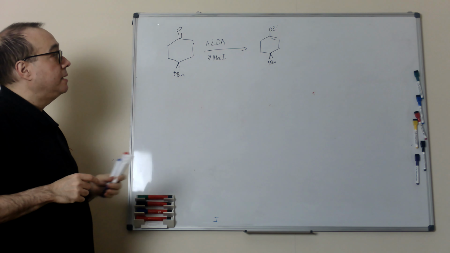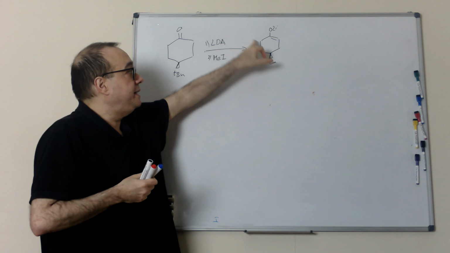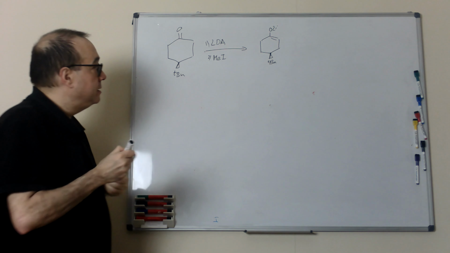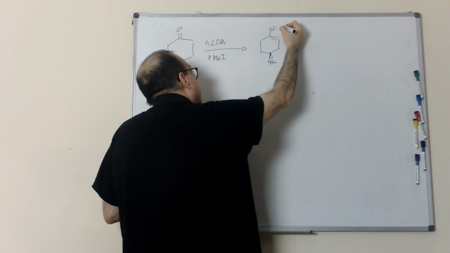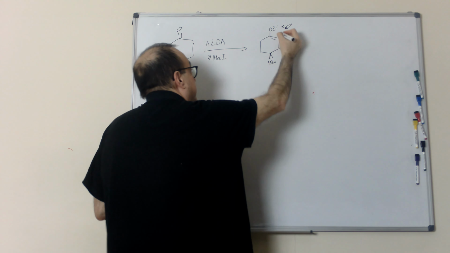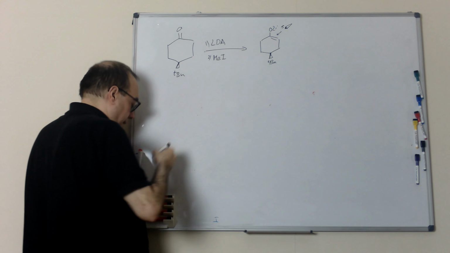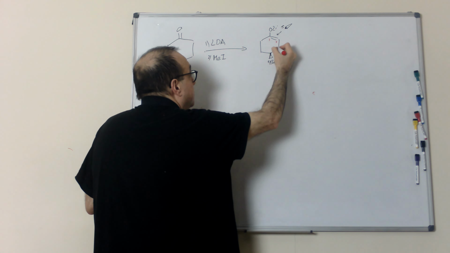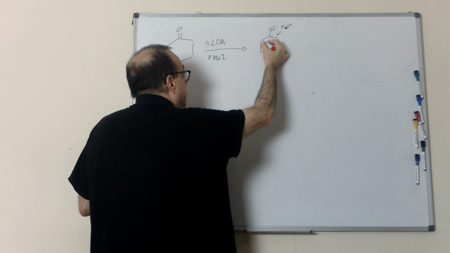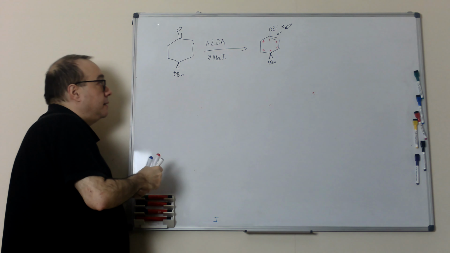Okay? And now this is a 6-member ring. I can draw the conformer, the most stable conformer. I put my eye here, okay, to see in this direction, and I numerate. Always it's useful to numerate 1, 2, 3, 4, 5, 6.